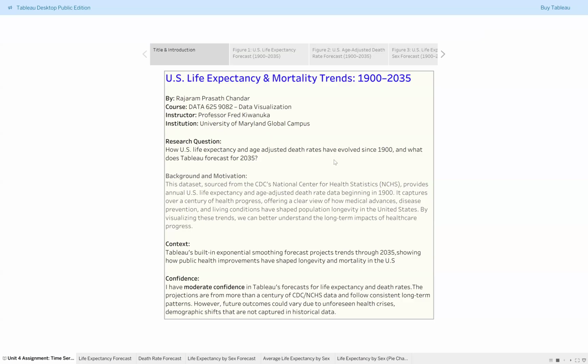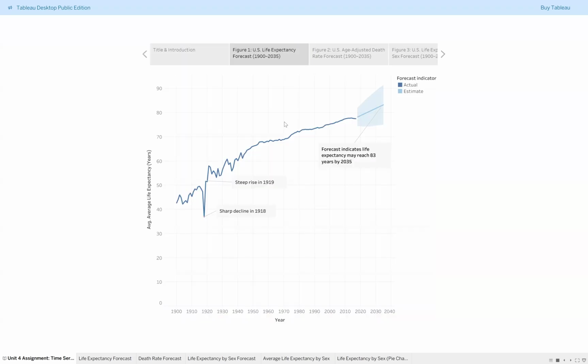Now, let's go to the background. This data set contains annual data for US life expectancy and age-adjusted death rates beginning in 1900. It spans over 100 years, making it ideal for time series forecasting. I chose this data set because it tells a compelling story of public health progress, how medical innovation, improved living standards, and disease prevention have extended the average lifespan in the United States. Analyzing these long-term trends helps us to see how far the nation has come and what challenges may still lie ahead. Let's go to the first time series graph, US life expectancy forecast.